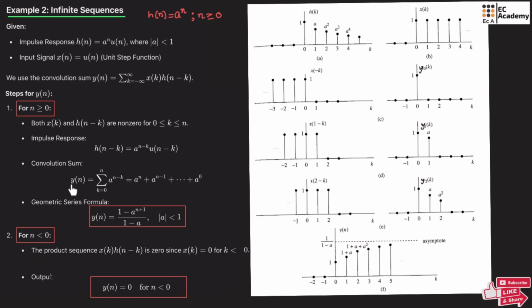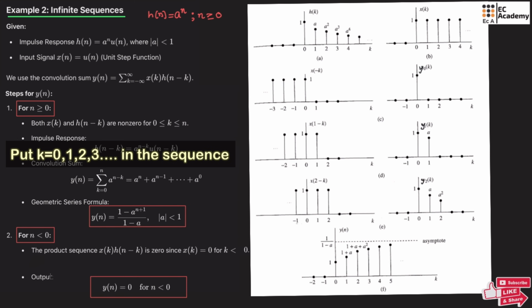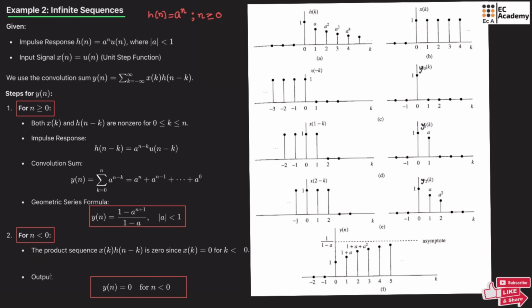So that can be used in the convolution sum formula, where we will be getting y of n is equal to summation of k is equal to 0 to n. Since both the sequences start from 0 to n, a to the power of n minus k. So this we can write as a to the power of n plus a to the power of n minus 1 plus and so on up to a to the power of 0. So the geometric series formula is there for this sequence, that can be written as 1 minus a to the power of n plus 1 divided by 1 minus a for magnitude of a less than 1. And for n less than 0, we will get y of n as 0.